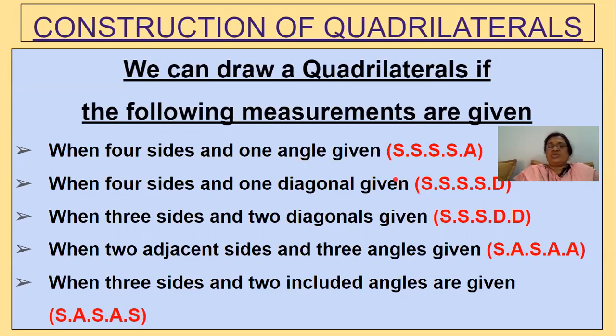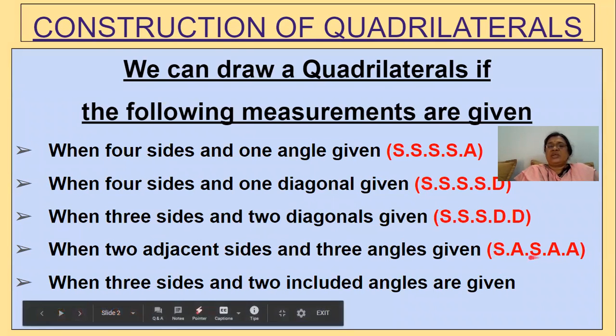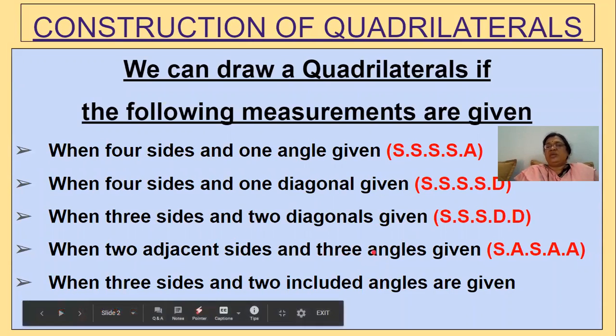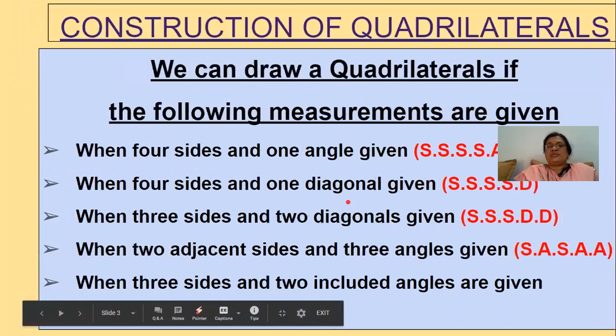Now I'll show how to construct a quadrilateral when three sides and two diagonals are given, and when two sides, one included angle and two angles are given, like two adjacent angles, two adjacent sides and three angles. In the three angles, one angle should be the included angle. So these two constructions, construction 3 and construction 4, I'll demonstrate today.